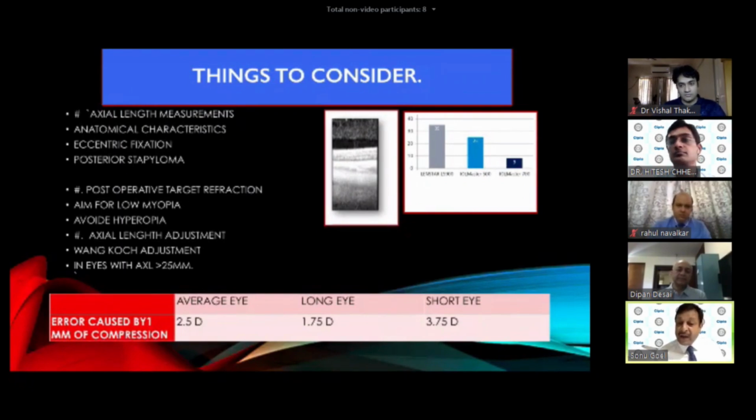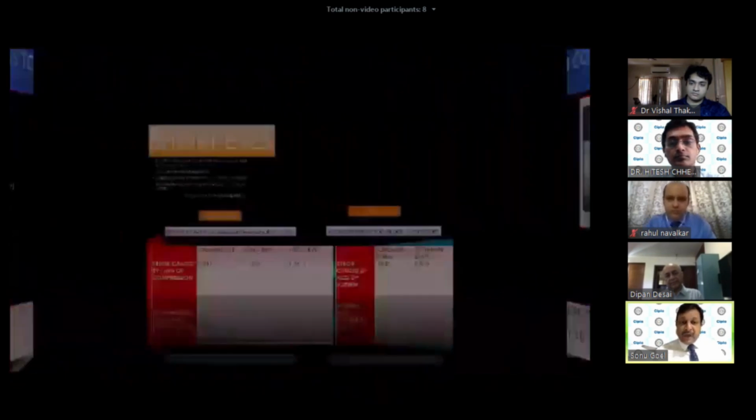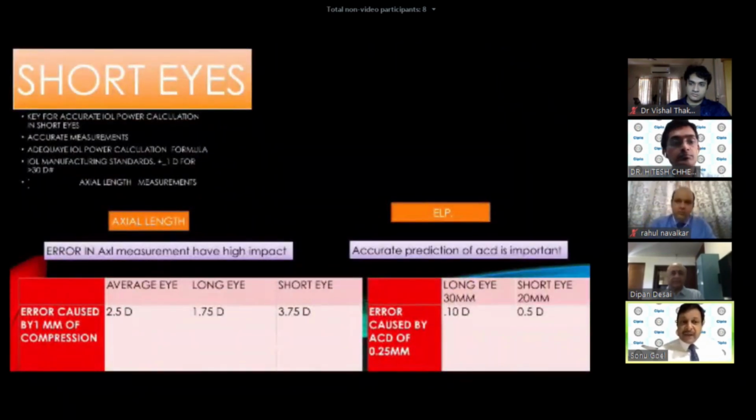If you have a long eye, this might be a little forgiving at 1.75, but what happens when you have a short eye? A 1 millimeter compression would give you an error which is close to 3.75. Now, this is what has to be taken into account when you're dealing with the extremes of the situations.